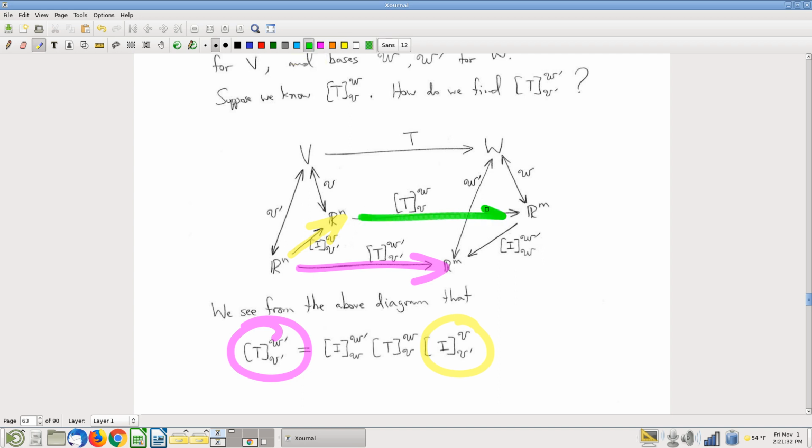Do the linear transformation starting in V coordinates, as you already know how to do the linear transformation. Starting in V coordinates, note that what comes out is in W coordinates. Well, wait a minute, that's not what I wanted. I want my output to be in W prime coordinates, not W coordinates. So then, convert from W to W prime coordinates.